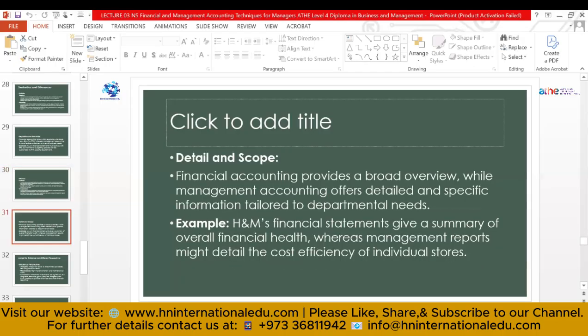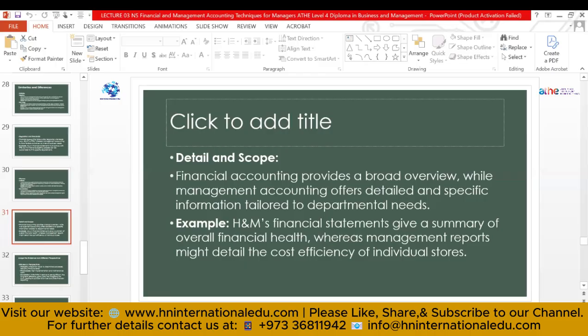Detail and scope. Financial accounting provides a broad overview. A broad overview means that when we read the balance sheet, income statement, cash flow statement, equity statement, absorption costing, management costing, managerial costing, we get to know where the business is standing.